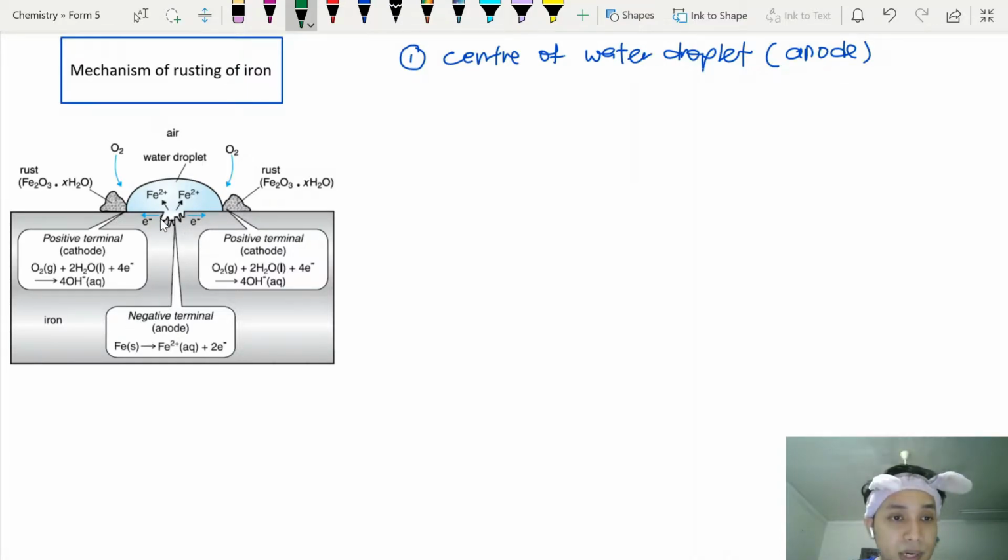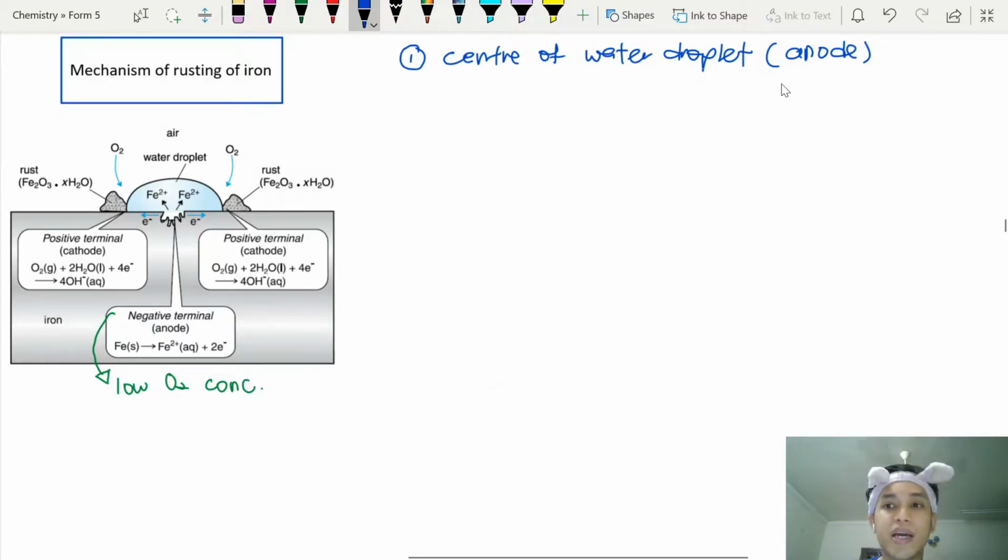In the middle right here, the concentration of oxygen is the lowest. So you need to remember, at the anode, the oxygen concentration is low, compared to outside here where you have a lot of oxygen. So this is your anode. And remember, if it's anode, what is the reaction? Anode is oxidation. Remember the acronym NOx, red cat. So oxidation will happen. In the first stage, at the center of the water droplet, we are going to have oxidation.